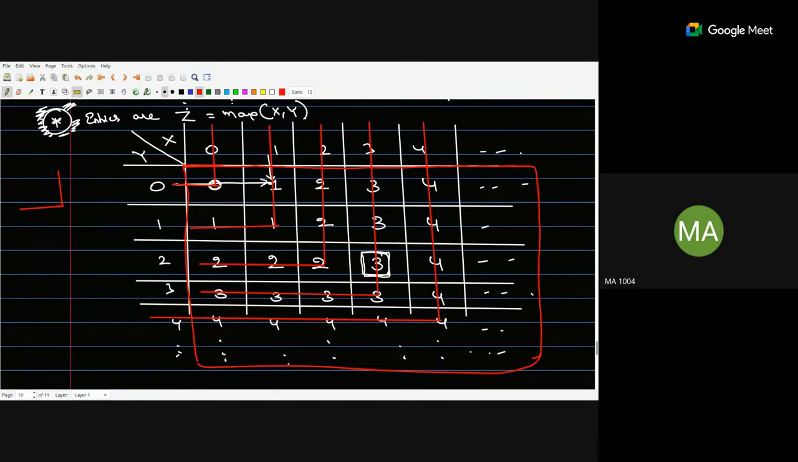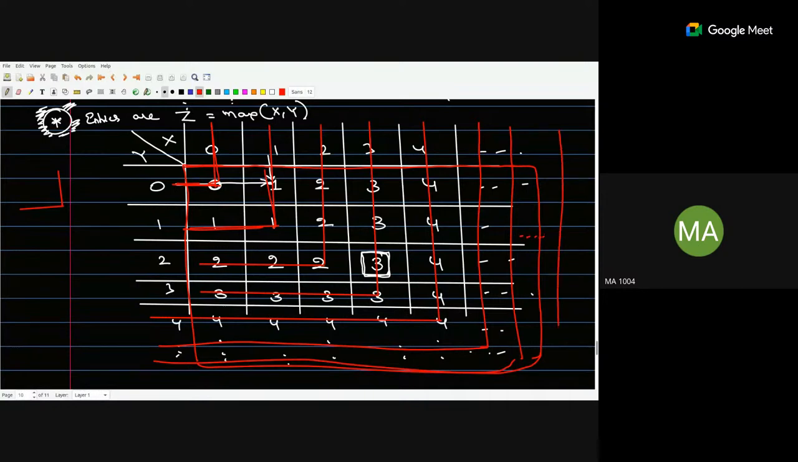So the thing is, you see these red lines here. This and this, there is some pattern. So the next thing I can predict: this will be fives. All the entries on this line will be fives, and the next line will be sixes. So similarly, there will be a line for k. Right.